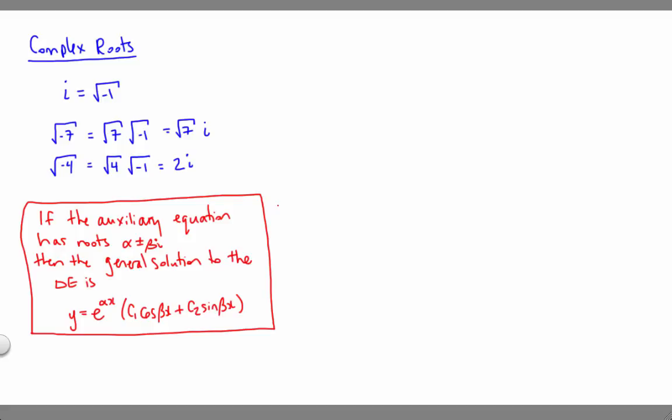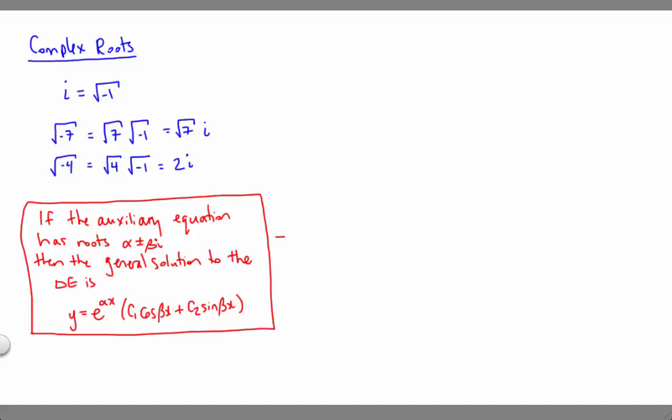Here's our main idea for this topic. If the auxiliary equation has roots that look like alpha plus or minus beta i, then the general solution to the DE looks like this. y will be an exponential function times an expression involving trig functions. The exponential has the form e to the alpha x, whereas the sine and the cosine terms have angles that look like beta x. So you can see where those numbers alpha and beta come up in the solution.